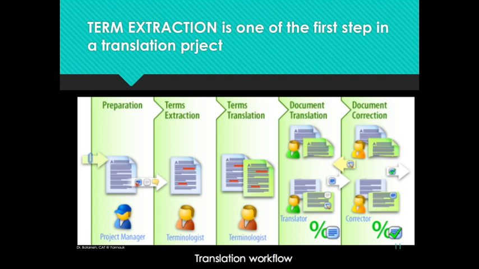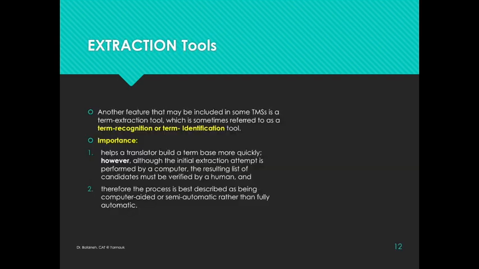So there is a kind of software that is used to extract terms. It is what we call extraction tools, which is another component in TMSs. It is also called or known as term recognition or term identification tools. It is important. Why? Because it helps translators build a term base more quickly. However, the initial extraction attempt is performed by computer. The resulting list of candidates must be verified by a human. So this is what we call semi-automatic rather than fully automatic term extraction.